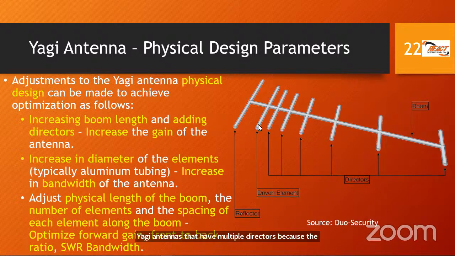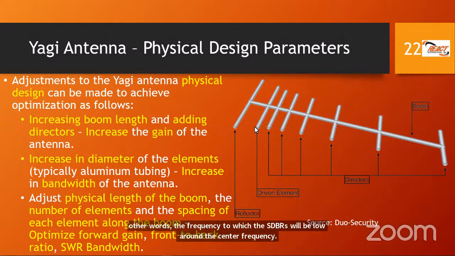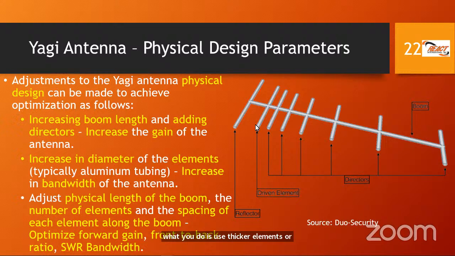If you were to increase the diameter of these elements, in other words, make them thicker or bigger, you can increase what is called the bandwidth. In other words, the range of frequencies over which the SWR will be low around the center frequency that the element is cut for. If you want a greater bandwidth, you use thicker elements.